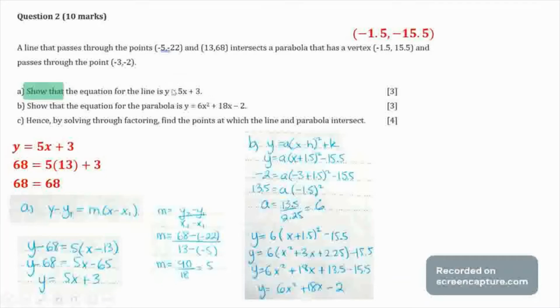Okay, so now, like I was mentioning before, these questions are often set up this way, where it gives you your goal here. So even if you couldn't quite get to those equations through these processes, you still have them available to you for question C, which says, hence, by solving through factoring, find the points at which the line and parabola intersect.